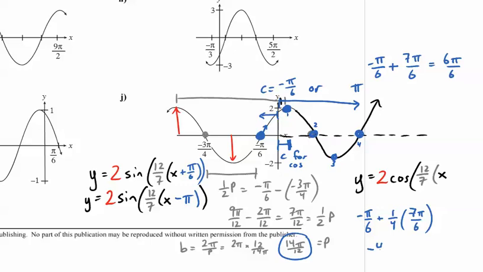So I'm trying to make a common denominator here. So 4 pi over 24 and 7 pi over 24. So altogether, that's 3 pi over 24, or pi over 8.